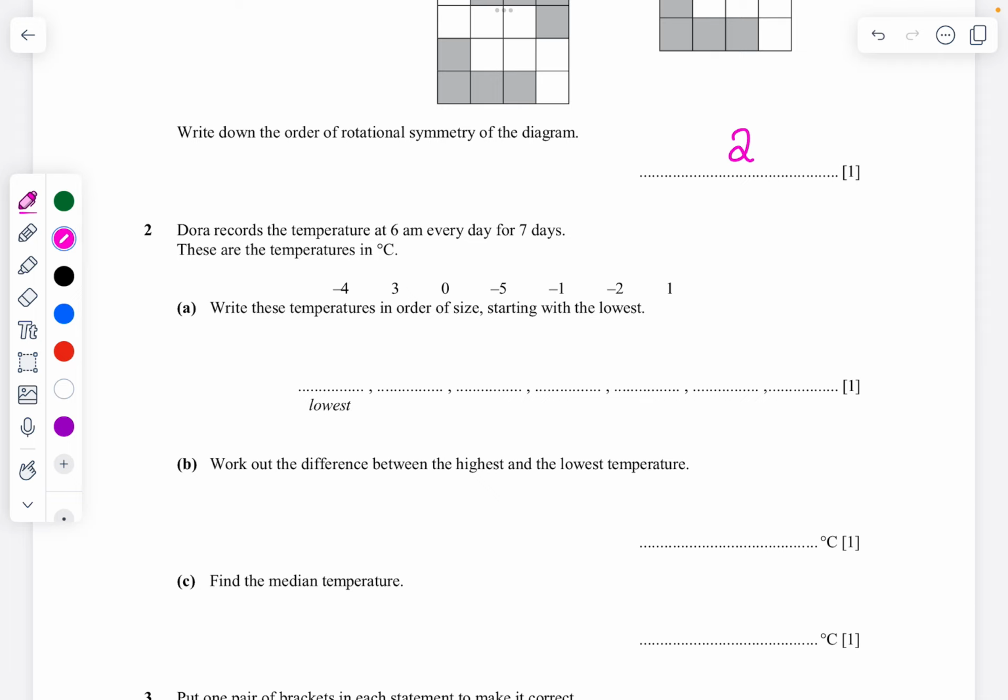Dora records the temperature at 6 a.m. every day for 7 days. These temperatures are given below. Write down in the order of the size, starting with the lowest. So -5, then it is -4, -2, -1, 0, 1, 3.